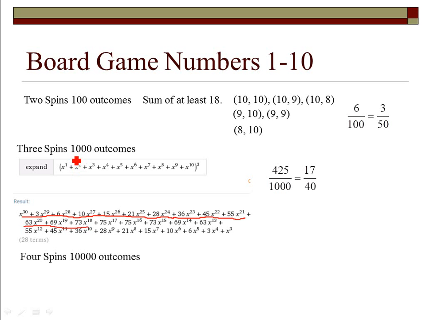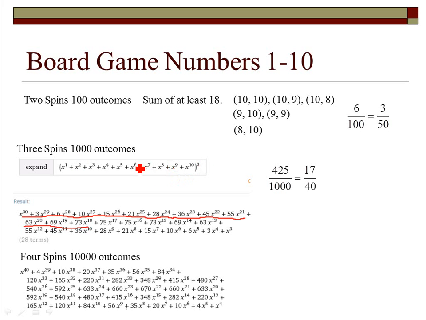If I did it 4 spins, now I've got 10,000 outcomes. And I just changed the 3 to a 4. And this is what you get. And it's a huge expansion. Now, to me, it's too hard to go over and look at all the ones that are over 18. And now you figure, I should be able to do it in 4 spins, which is true.